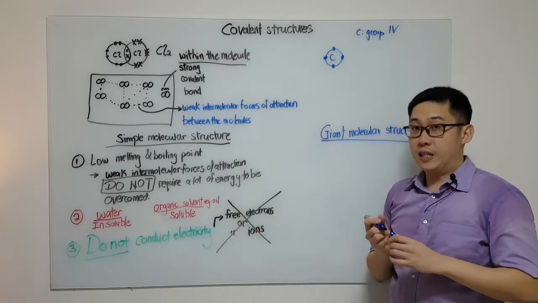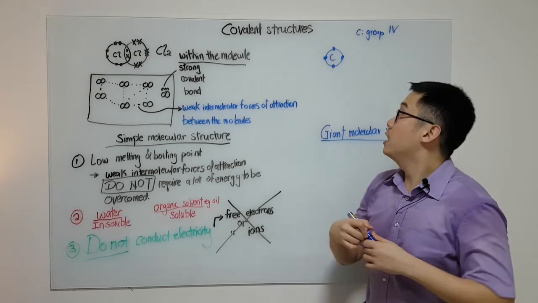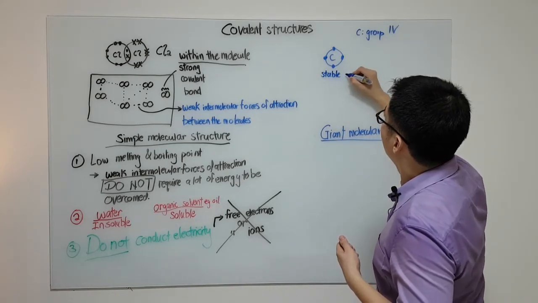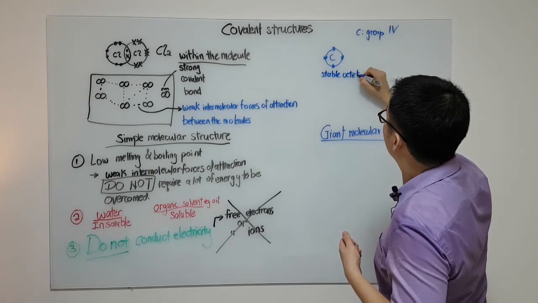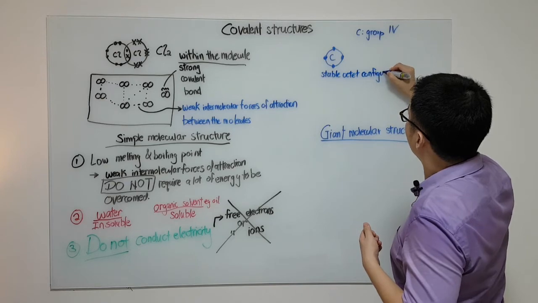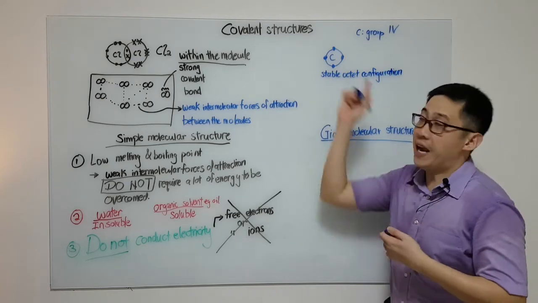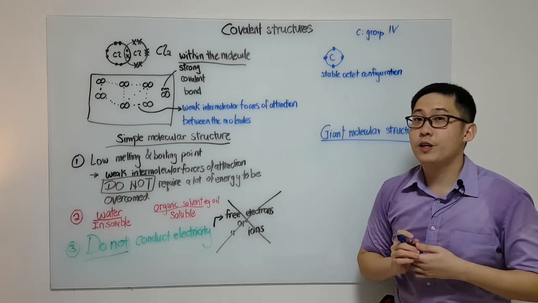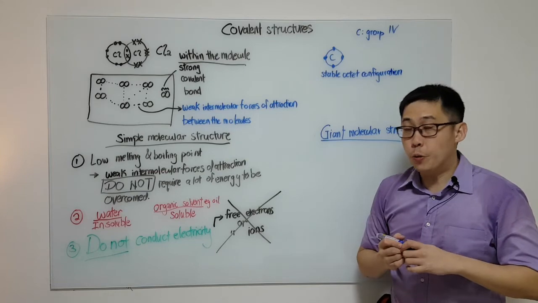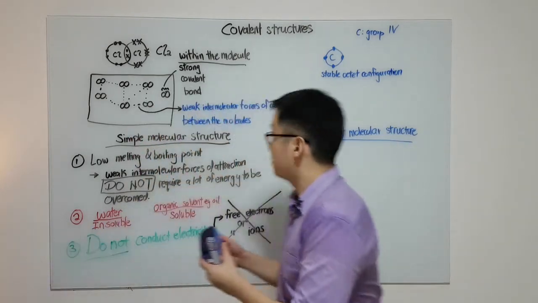So what happens in the context of carbon is that in order to obtain the stable octet configuration, it will share these electrons with another 4 more carbon. So the resultant structure looks something like this.